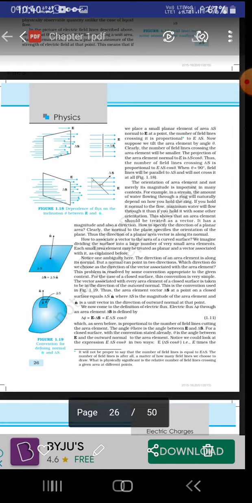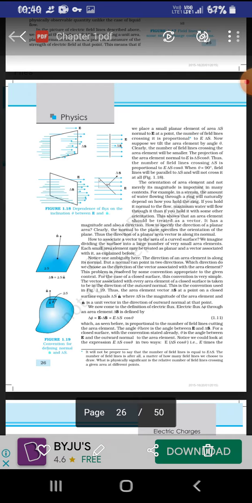Next, the dependency of flux on the inclination theta between E and N. So the flux is E delta S cos theta. When theta is equal to 90 degrees, the field lines will be parallel to delta S.